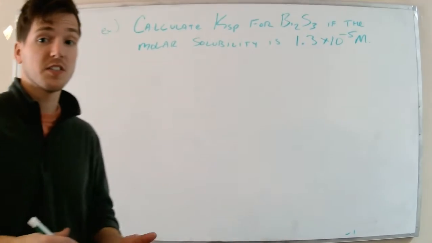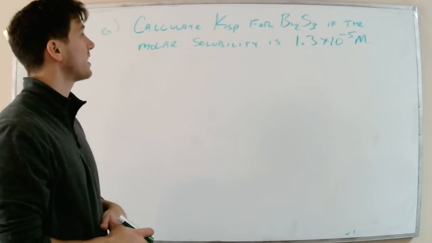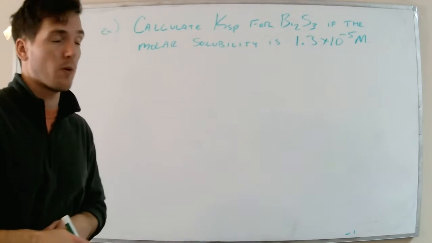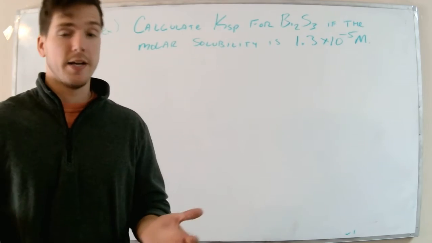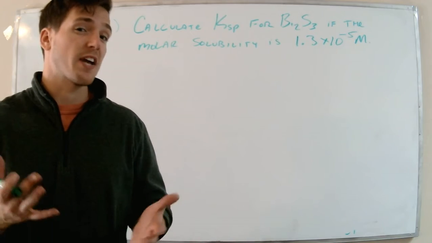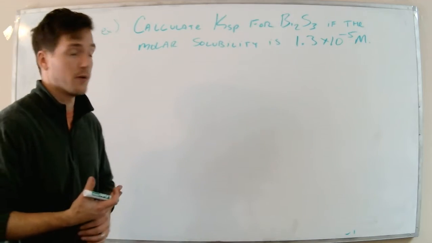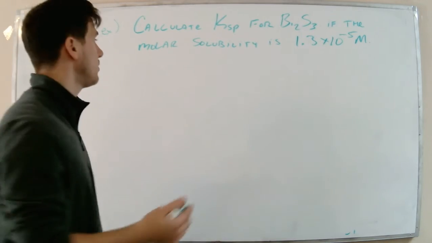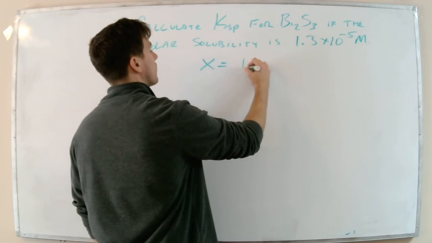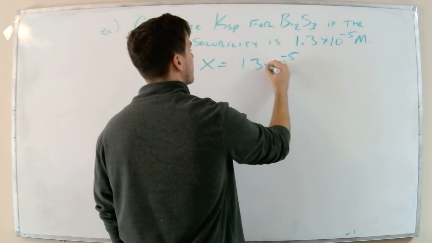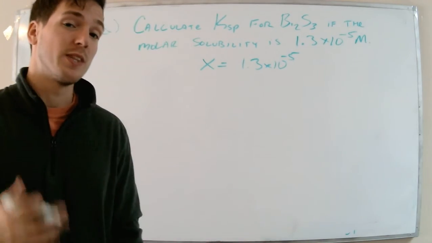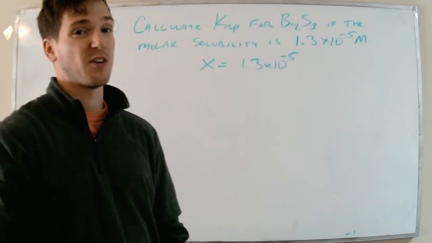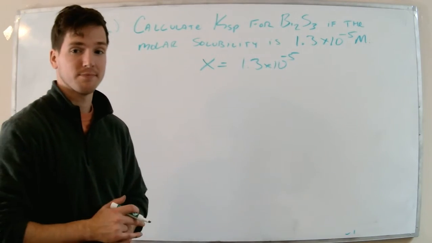All right, everyone. So here's another example. It says calculate Ksp for Bi2S3, bismuth sulfide, if the molar solubility is 1.3 times 10 to the negative fifth. Here, they don't give you a specific ion that this molar solubility is referring to. They just say if the molar solubility is 1.3 times 10 to the negative fifth. In that case, you can just assume that x is going to equal 1.3 times 10 to the negative fifth. Sometimes they're vague like that, okay? When they say molar solubility, just assume that means x. If they don't specify, molar solubility is just x, all right?